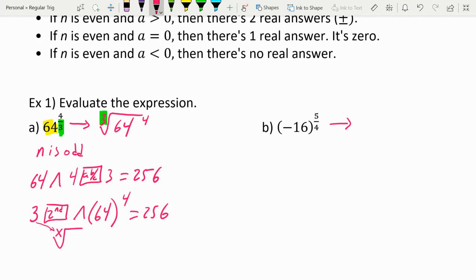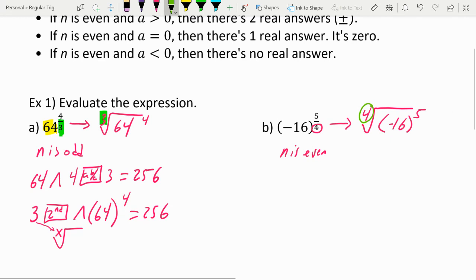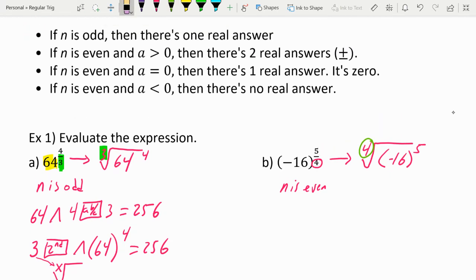So B. Again, it's written in rational exponent form. Now let's rewrite it in radical notation. So I have negative 16 as my base, an index of 4, and this whole thing raised to the 5th power. Now, what do we know? N is even. There's n, an even number. So we go back up here. N is even, so I know it's going to be one of those 3.